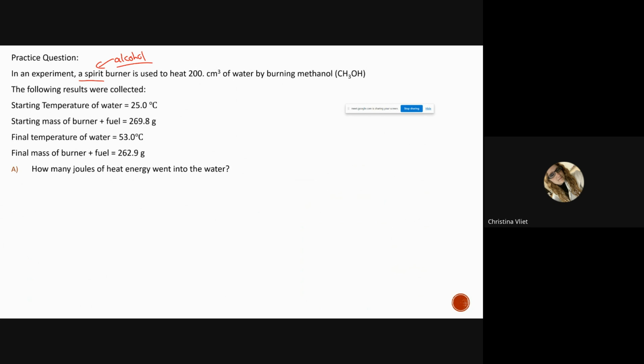The burner is used to heat 200 centimeters cubed of water by burning methanol. That's the spirit: methanol. These are the results: the initial and final temperature of the water, the starting mass of the burner plus fuel, and the final mass of the burner plus fuel. First question: how many joules of heat are transferred to the water? What would we do to get this? What's the formula?